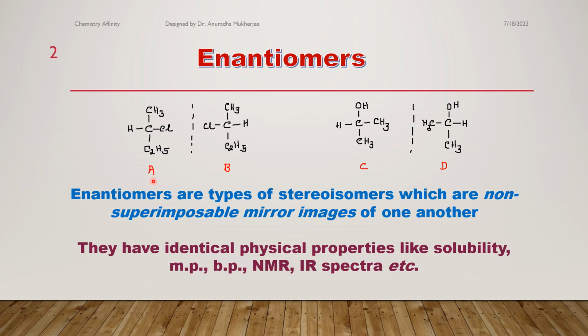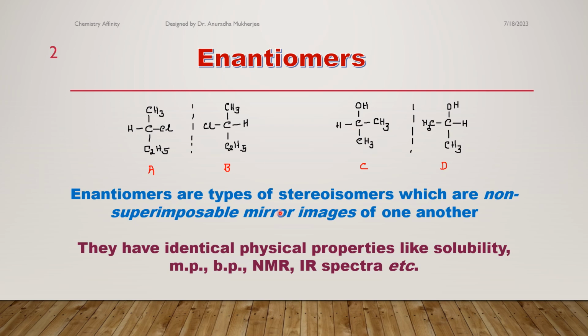Now compound A and compound B are mirror images of each other, and they are non-superimposable mirror images. So A and B are called enantiomers. C has a mirror image D, but we can't say C and D are enantiomers because the carbon is not a chiral carbon. Since it's not a chiral carbon, it cannot generate any stereoisomers.